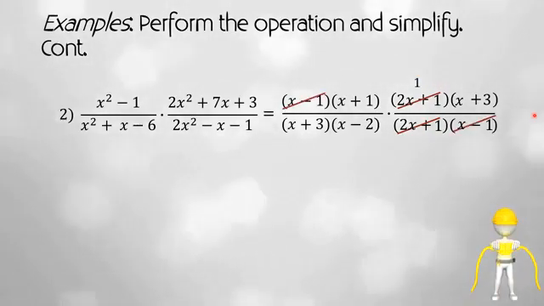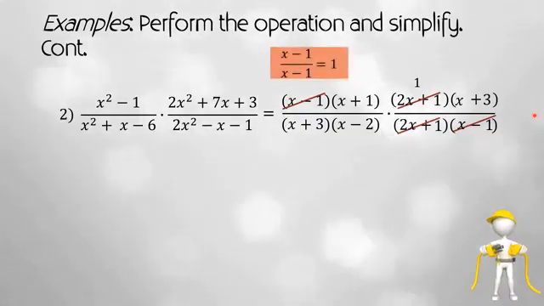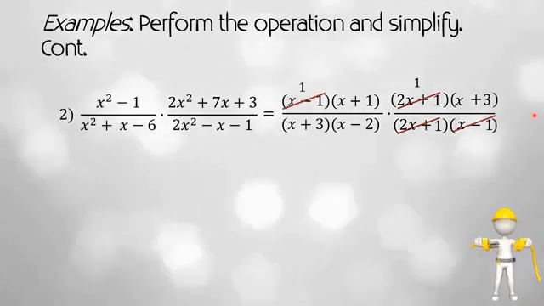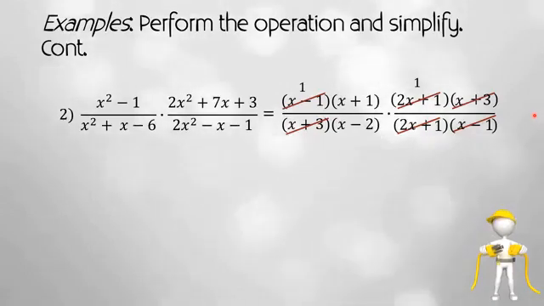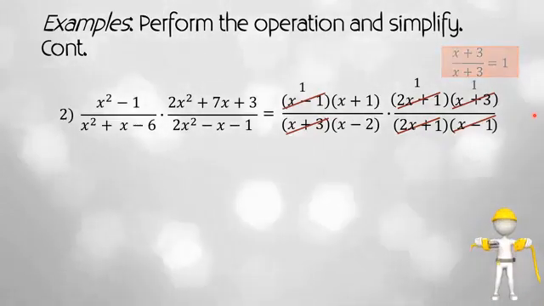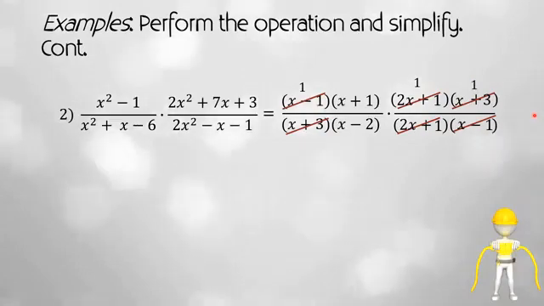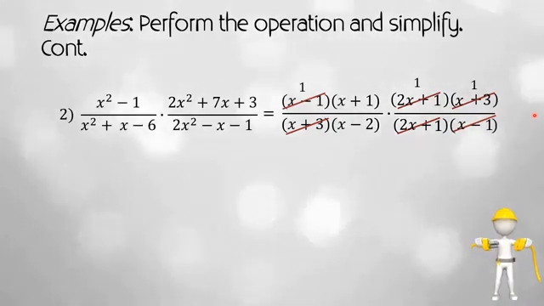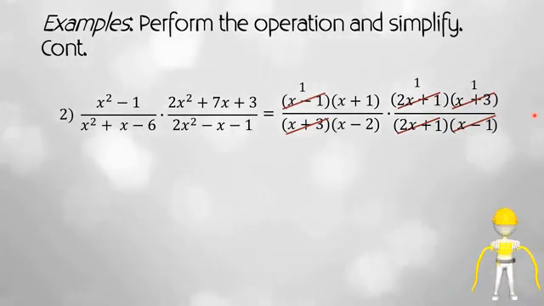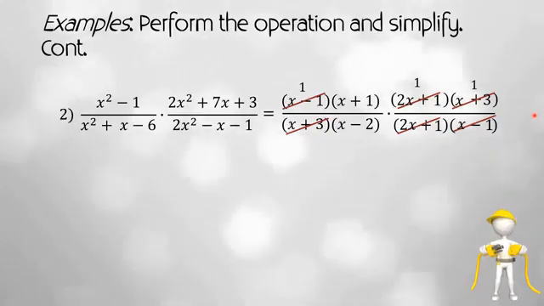Okay, we have x minus 1 and x minus 1. So x minus 1 divided by x minus 1 is equal to 1. That is 1. And also, okay, you have x plus 3 and x plus 3 in the denominator. So x plus 3 divided by x plus 3 is equal to 1. Can you see any common factor? Okay, wala na. So if that is the case, we simplify the remaining sa numerator and also the remaining sa denominator.